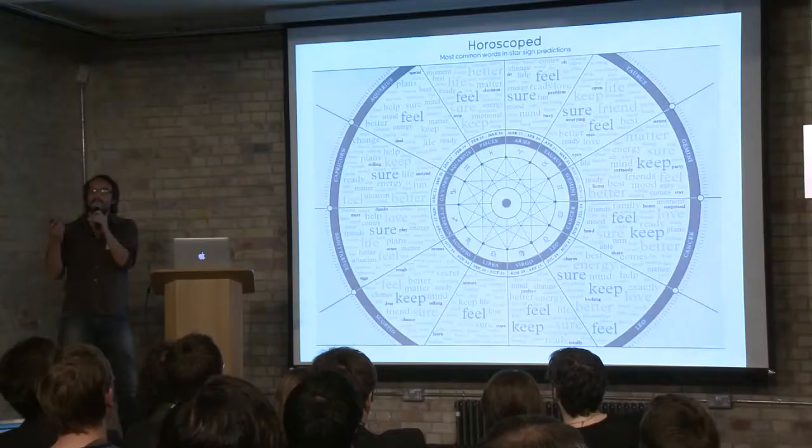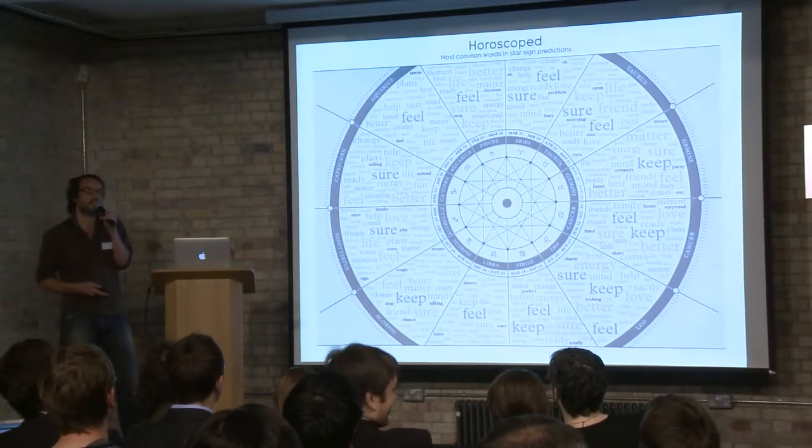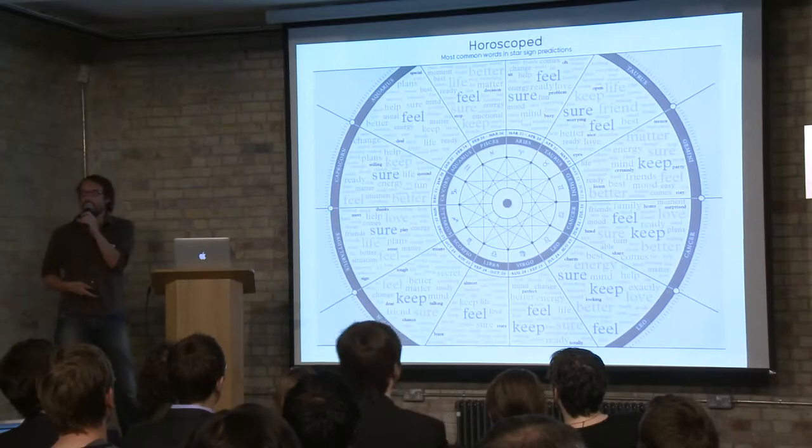And the red words here are the words that are unique to each star sign. And again, using the language of the eye, you can pretty much immediately perceive and answer the question, are horoscopes all saying the same thing? Yeah.